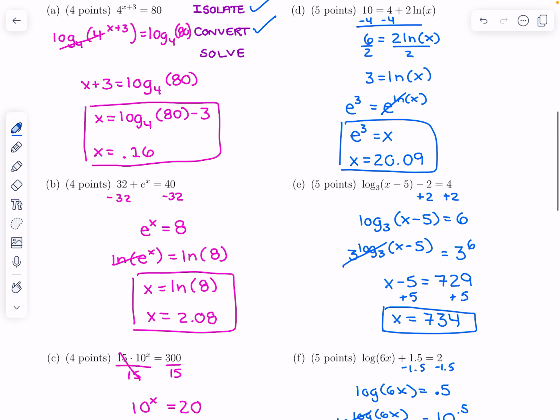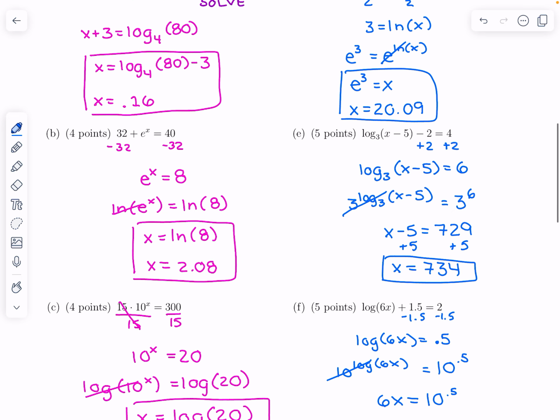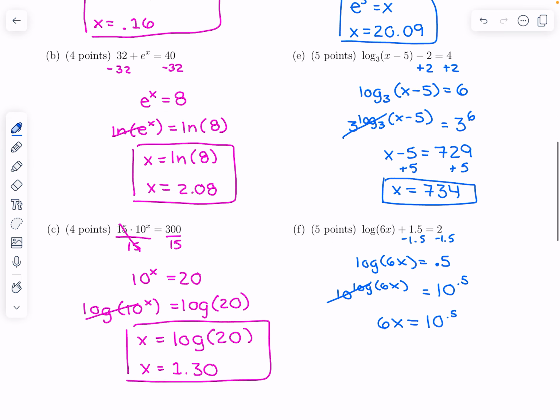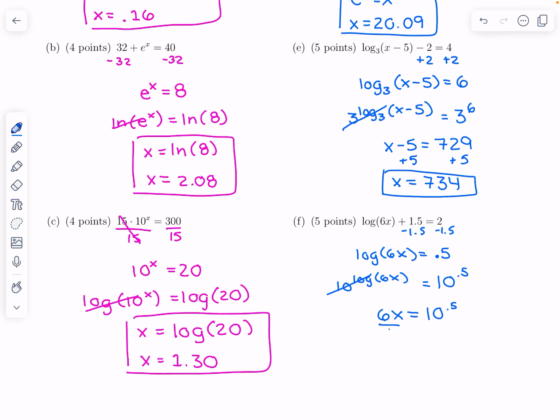I'm on my last step. We isolated, we converted to an exponential by using base 10. Our last step is to solve here. So I'm going to divide both sides by 6. My exact answer is a little bit different looking. It's 10 raised to the 0.5 divided by 6. And I can grab my calculator and plug that in, round to 2 decimal places. For my rounded answer, it's about 0.53.